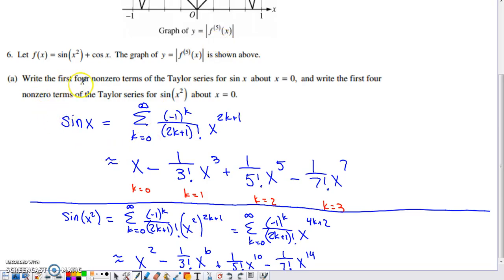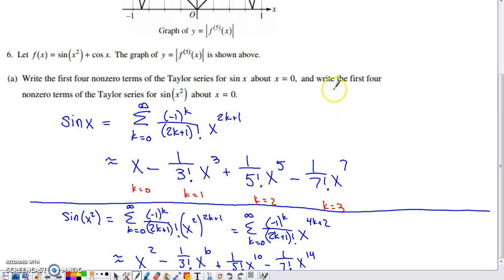In part A, it says write the first four non-zero terms of the Taylor series for sine of x about 0. So it's really a Maclaurin series. And if you know the Maclaurin series general form for sine of x, all you have to really do is apply the first four values of the index, and that gives you the first four terms of the Taylor series based at 0. So the Maclaurin series for sine of x.